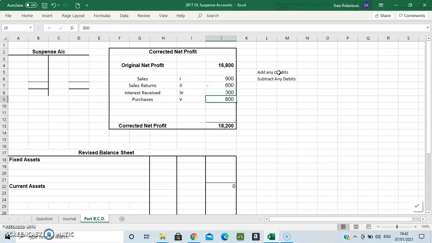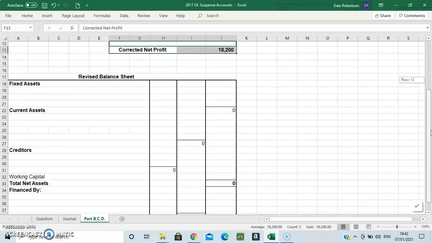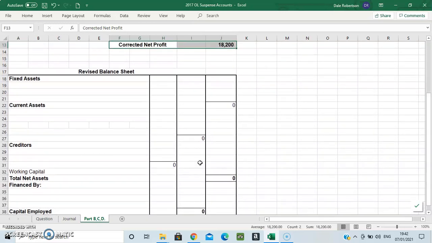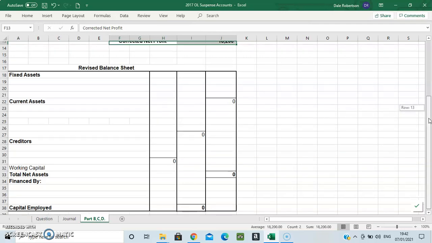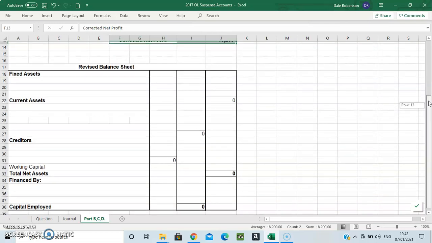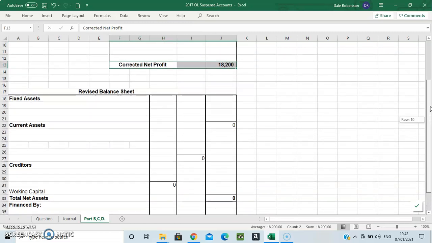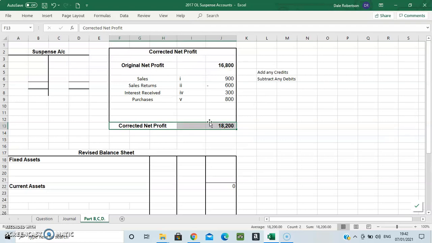Remember, add any credits. And then you take that number and you add 3 and subtract 1, and your corrected net profit is 18,200. Now, when we get to the higher level ones, then you will be asked also to do some corrections on your balance sheet. And down here, you will be putting in your new net profit of 18,200, and you'll get a new capital employed number, and it will balance perfectly, hopefully.